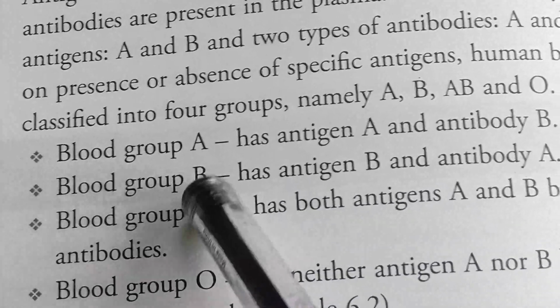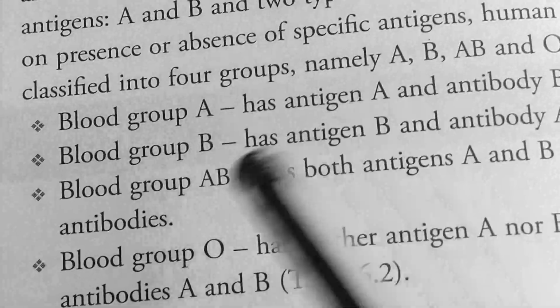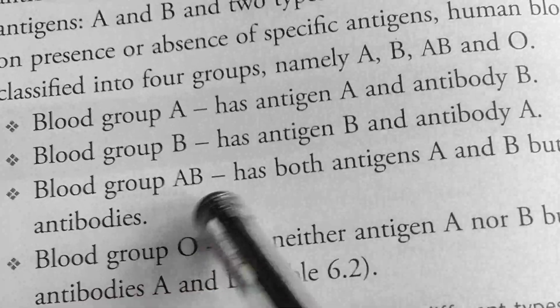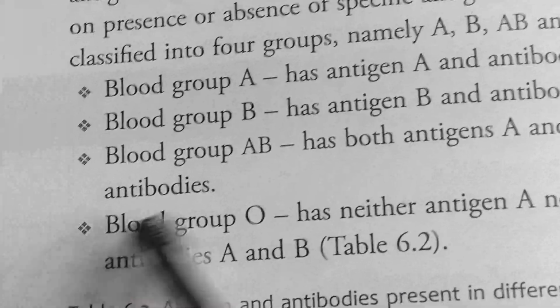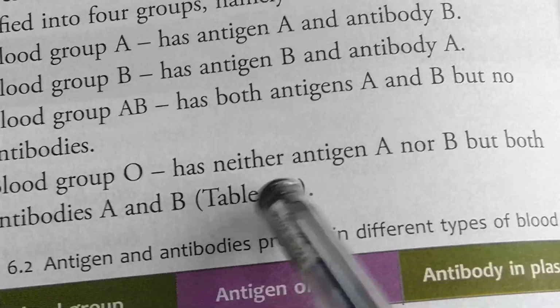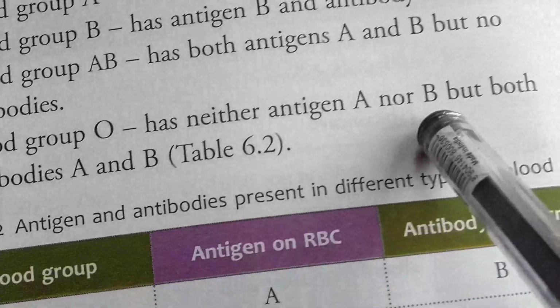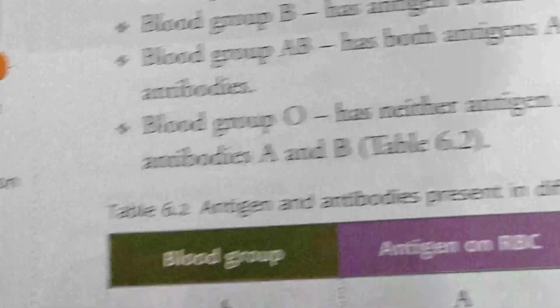Same way, blood group B has antigen B and antibody A. Same way, blood group AB has both antigen A and B, but no antibodies. Again, blood group O has neither antigen A nor B, but both antibodies A and B.